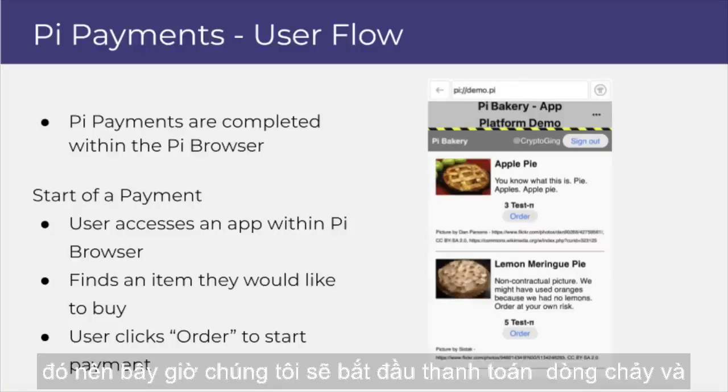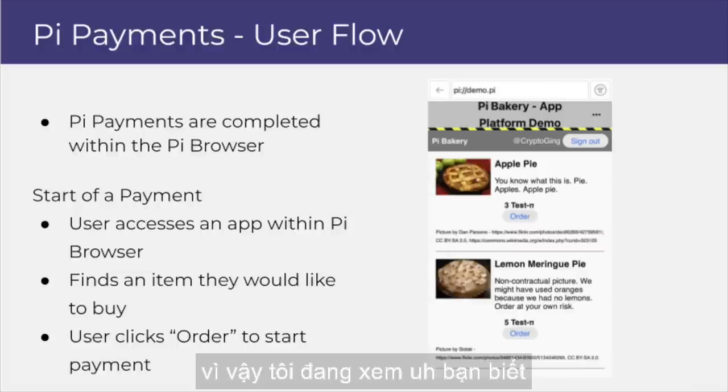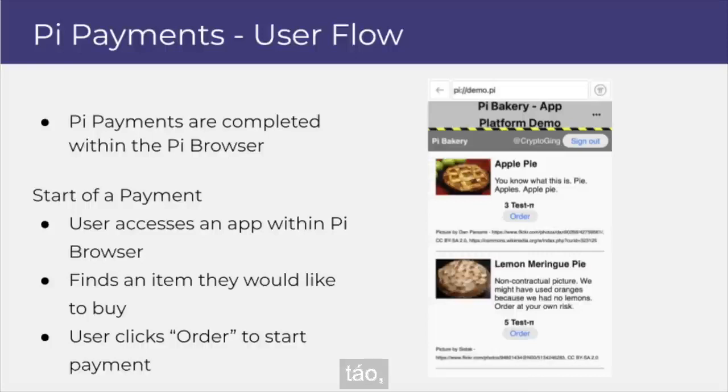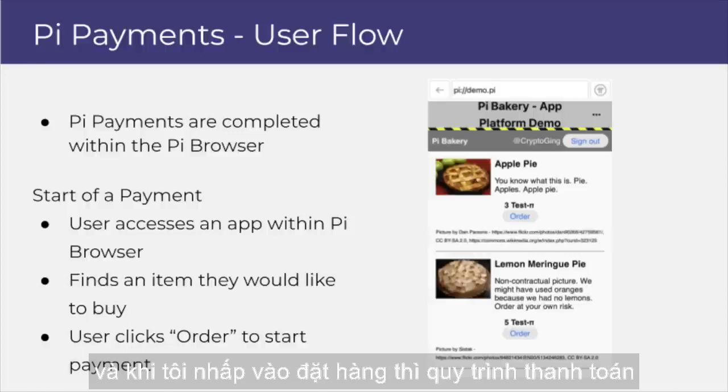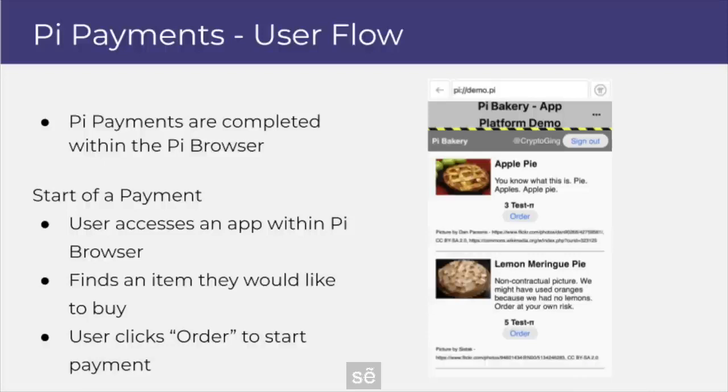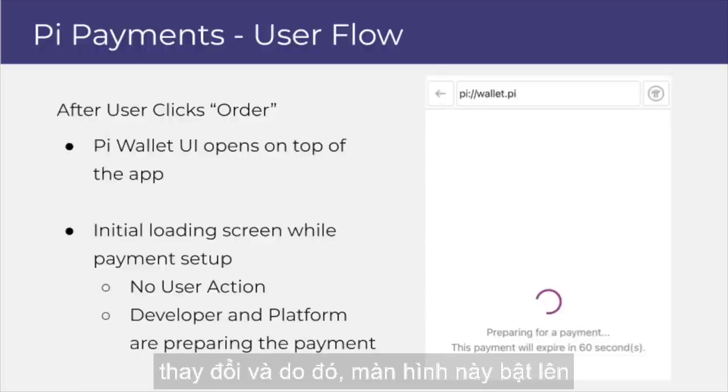So now we'll begin the payment flow. I'm looking at the application, and I want to buy an apple pie. All I do as the user is click order. Once I click order, the payment flow changes, and this screen pops up over top of your application. This is the Pi wallet payment flow.